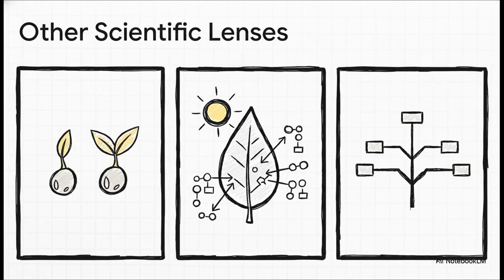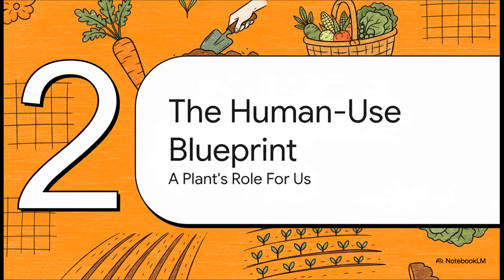Now, what's really cool is that the life cycle is just scratching the surface of the scientific blueprint. Scientists can go way deeper. They can classify plants based on their very first leaves as a seedling, whether they're monocots or dicots, or they can look at the exact chemical process they use for photosynthesis. And of course, there's the classic botanical system from Linnaeus, which is like a giant detailed family tree for all plants. We're not going to get lost in the weeds there, but it just shows you how incredibly detailed this blueprint can be. Okay, time to switch gears completely.